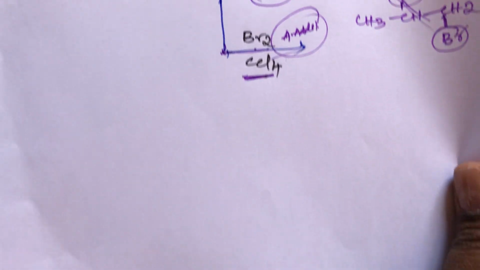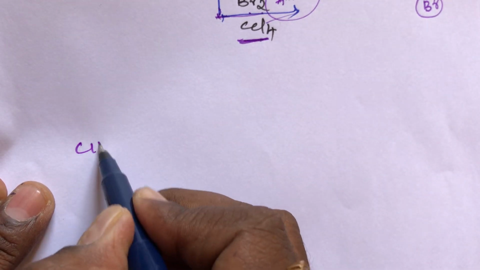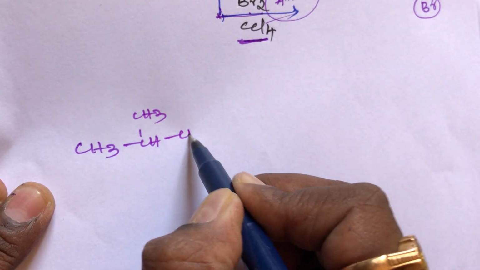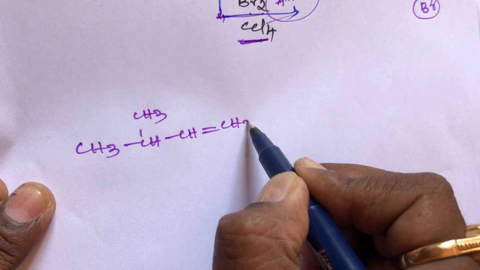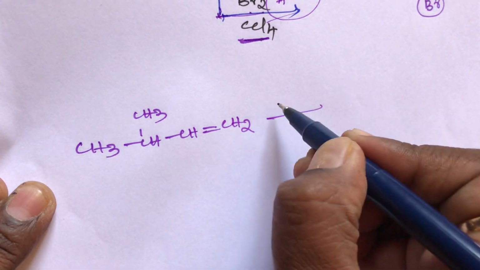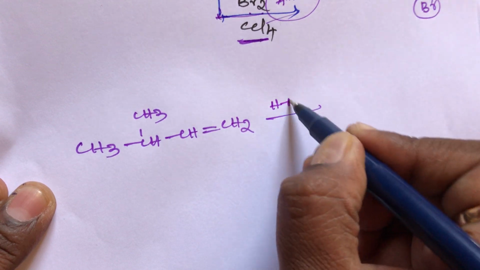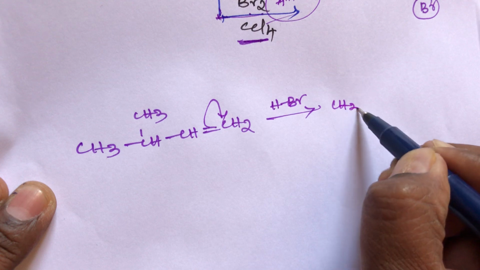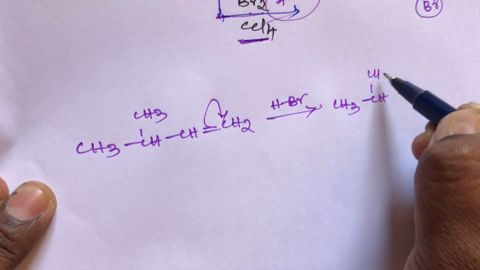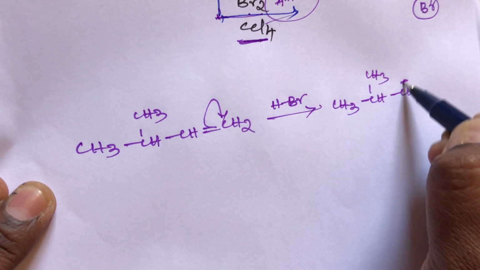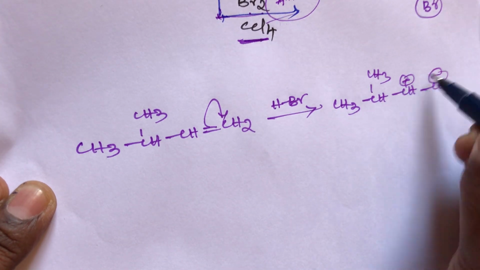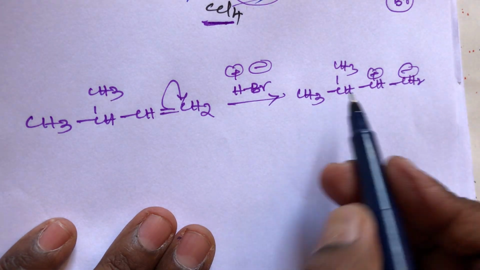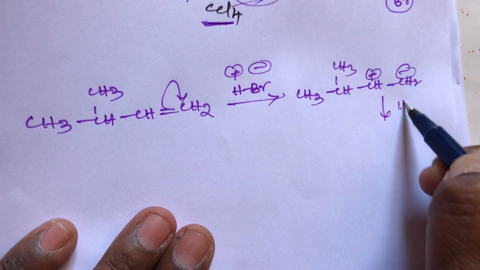So now take one more example, students. CH3 CH(CH3) CH=CH2 in the presence of HBr. What is the product here? Generally we know this bond shifts towards here, giving CH+ and CH2−. HBr gives H+ and Br−. What is the product? The first attacker in an electrophilic addition reaction is H+.